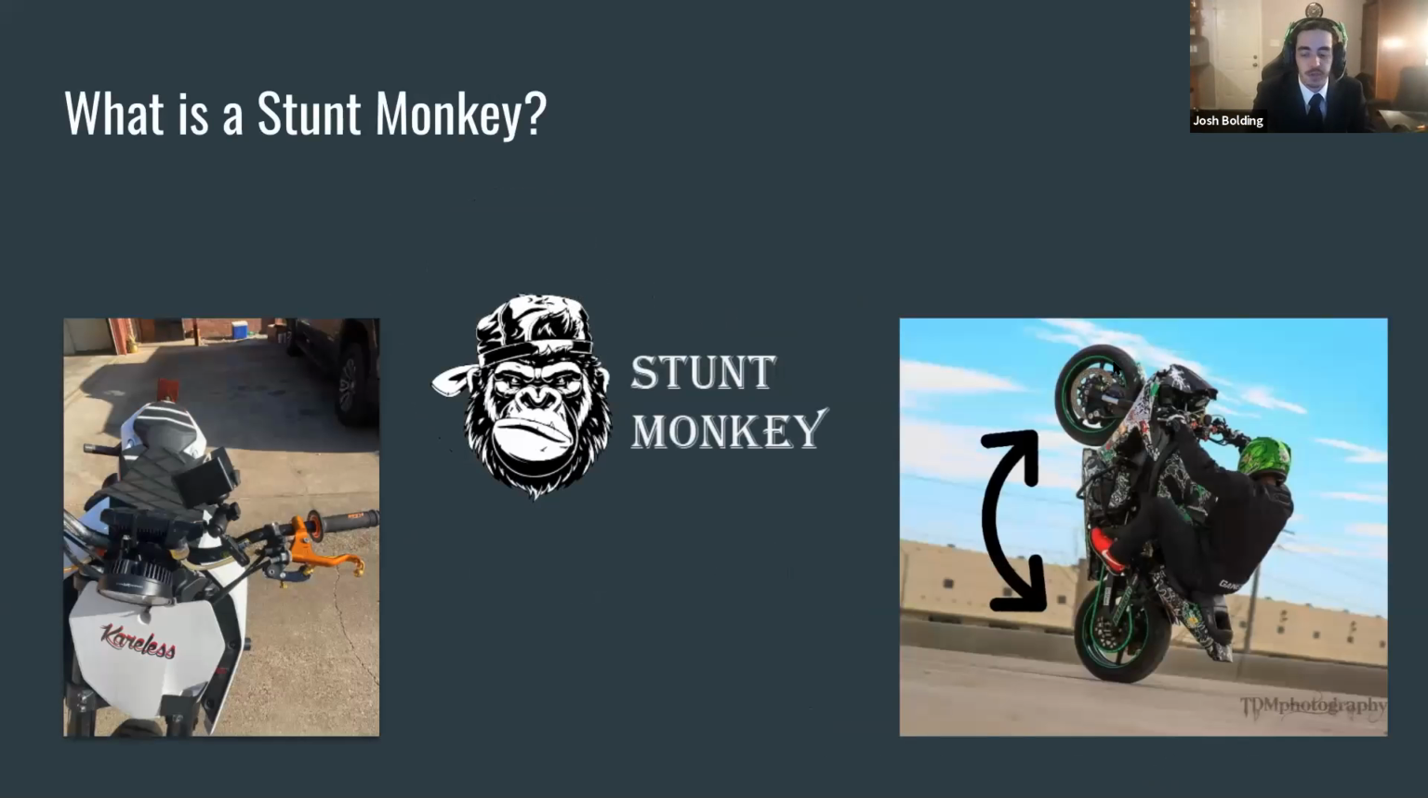And what is a stunt monkey? A stunt monkey is a Raspberry Pi based self-powered or self-contained power device that measures and graphs a rider's wheelie data. It allows a rider to graph and visualize their wheelie angle as it's happening live time and share that with other riders who have the same device.